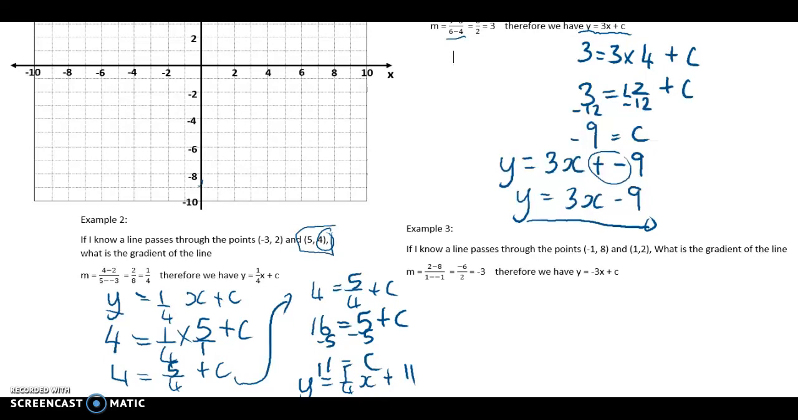What I would like you to do is pause now, and you can do this next little sum, and see if you can finish it, and then have a look and see if what you've done is the same as what I'm about to do. Pause now.